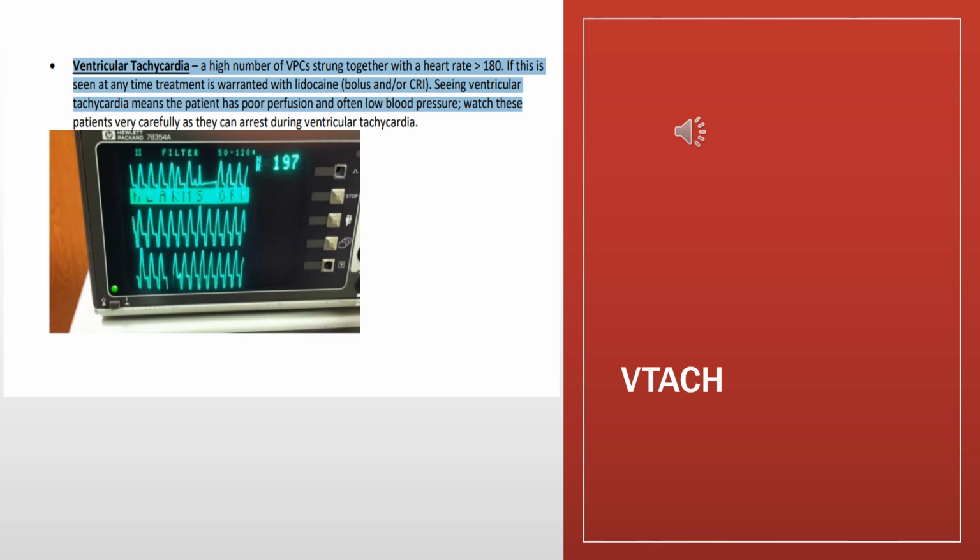You can see here on the screen the heart rate is 197. So this is full-blown ventricular tachycardia, and this patient needs to be treated with lidocaine or they could arrest. So this is what VTach looks like.